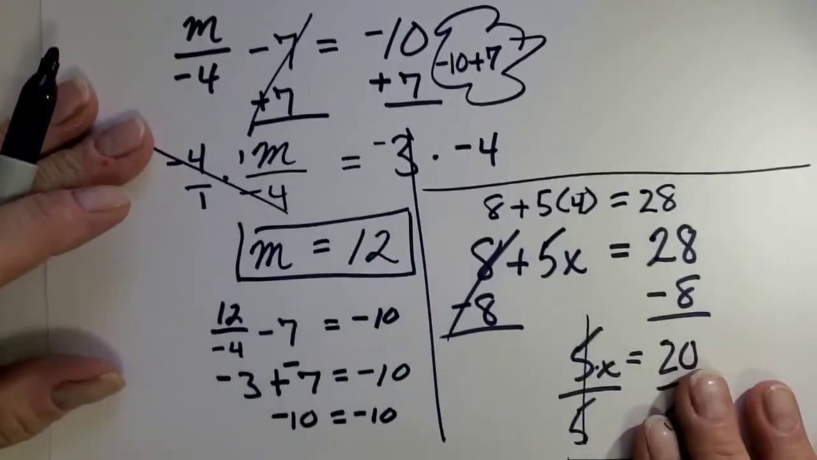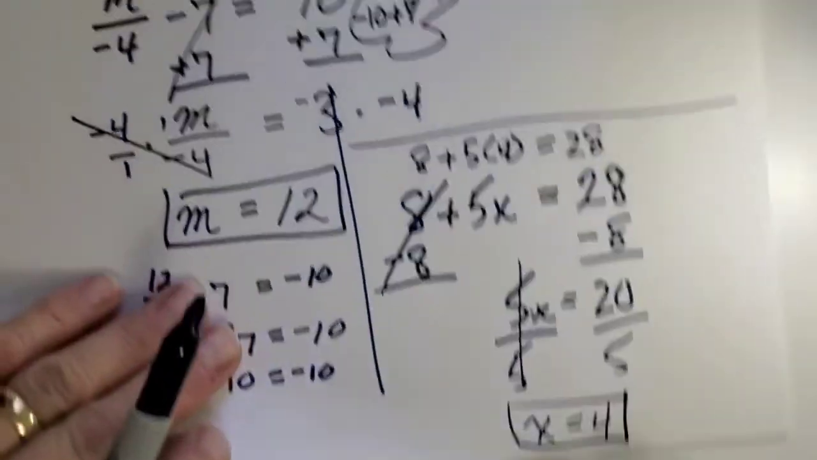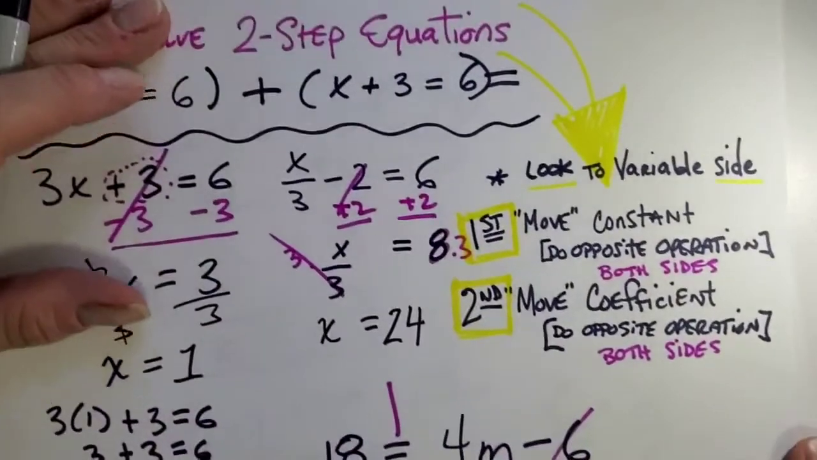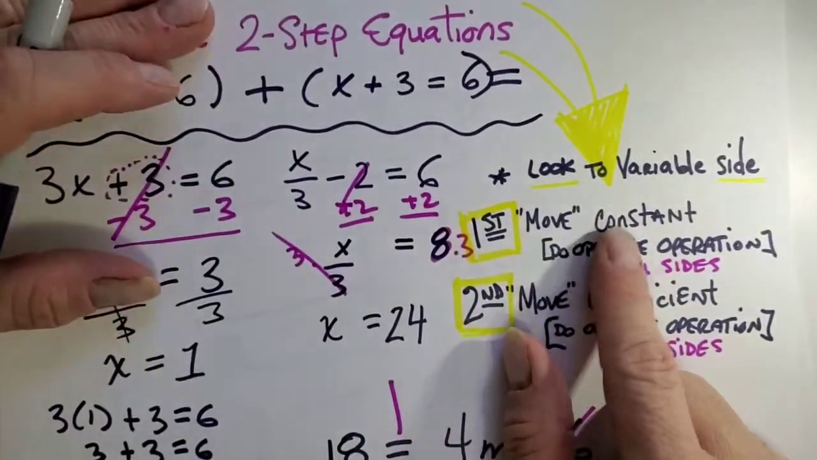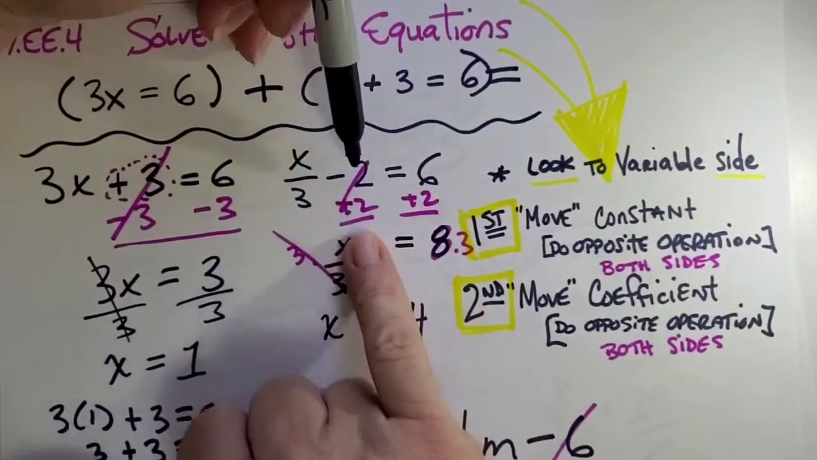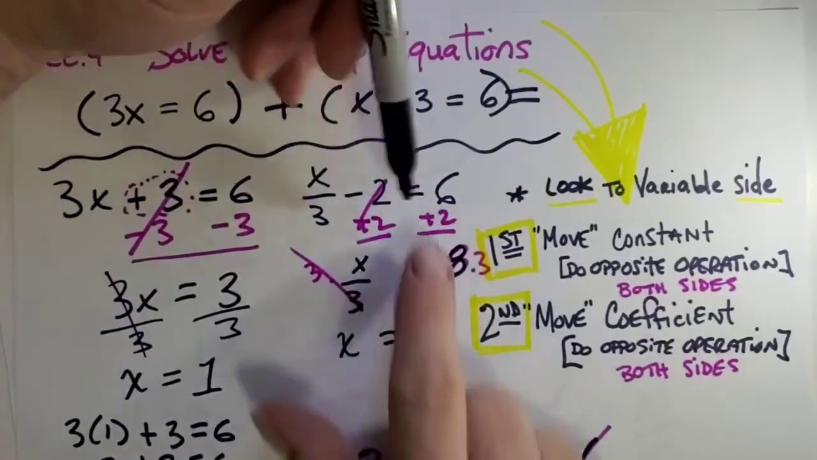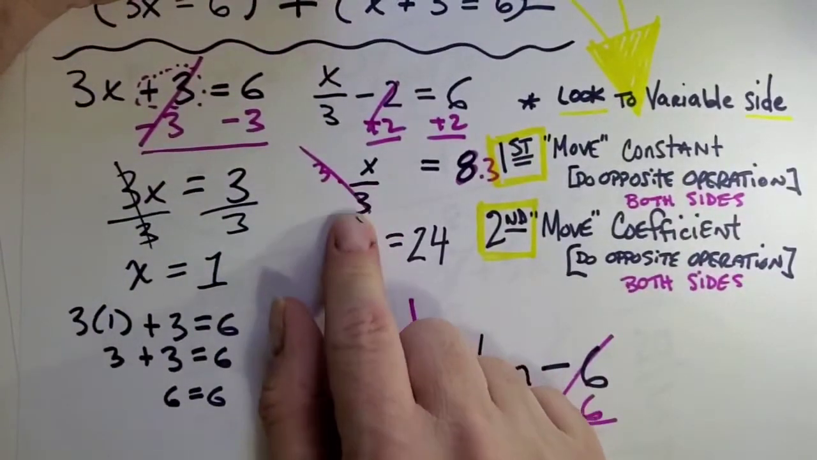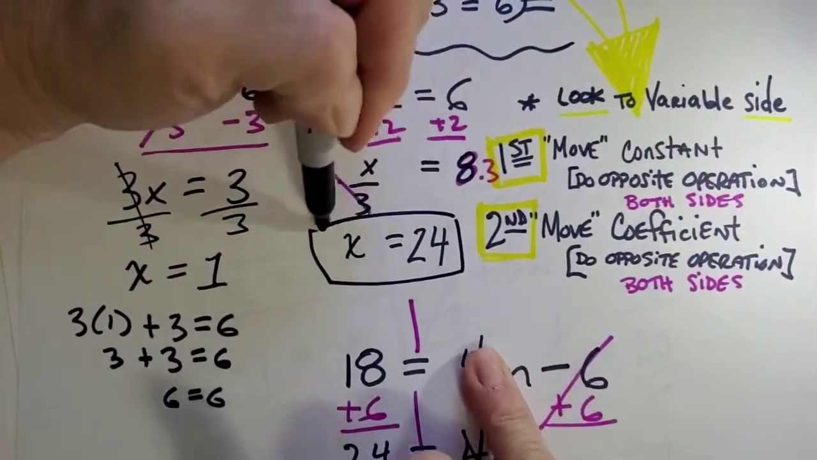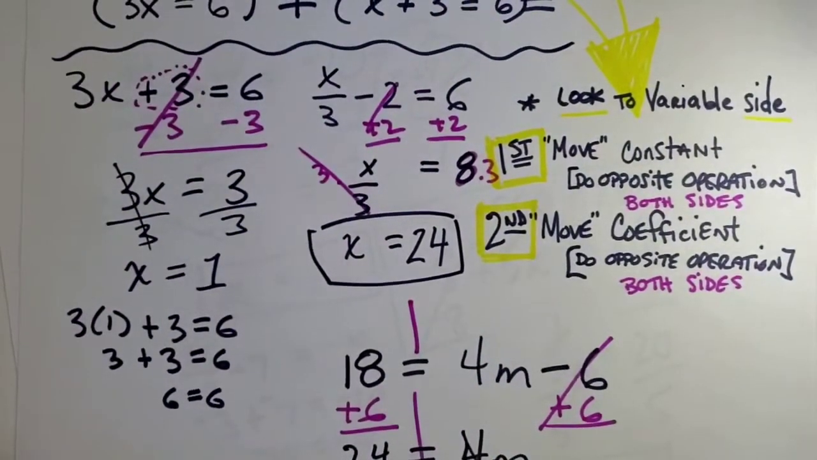We'll practice a few more, but what you're doing so far is solving two-step equations. In every two-stepper, most often, we're going to first look to the variable side. We're going to move the constant first. When that constant is gone, then we can multiply or divide and cancel it out to get the variable with its value. We'll continue practice.